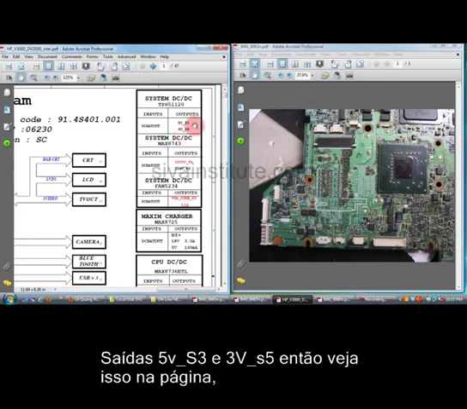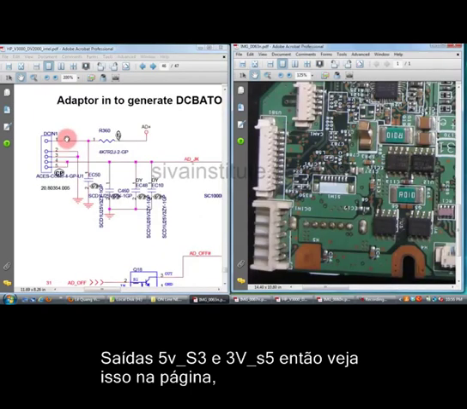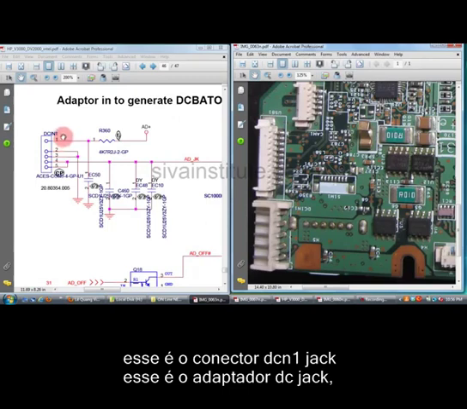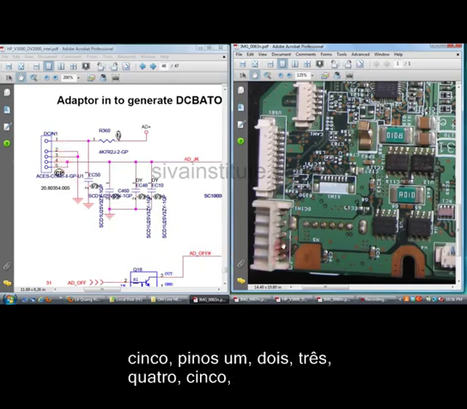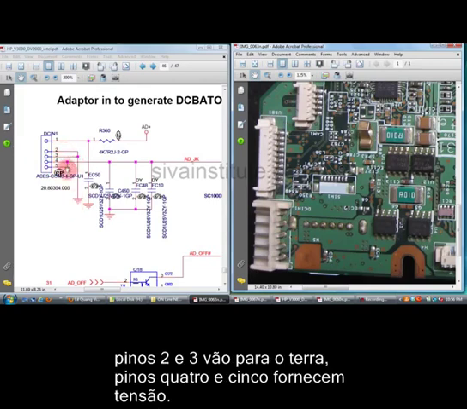So we will see that page. This is the DC in 1 jack. This is the adapter jack. Pin numbers 1, 2, 3, 4, 5. Pins 2 and 3 are ground, pins 4 and 5 are voltage. Pins 1, 2, 3 ground, 4, 5 supply pins.